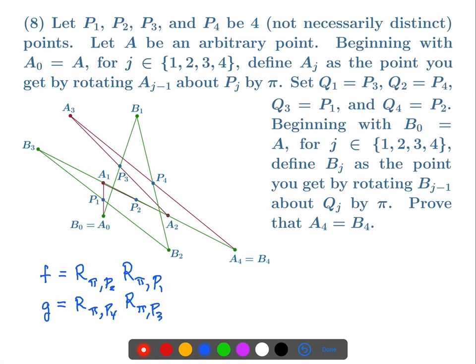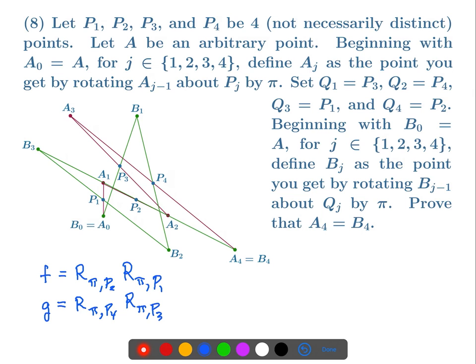So both of these are double rotations. And what I want to do to A0 is I want to do F and then G. I want to rotate around P1, P2, and then P3 and P4. And what I wanted to do to the B0 was do G and then F. I'm going to rotate around P3 and then P4, and then P1 and then P2. So what do we know about F and G? Well, the sum of the angles in both cases is 2 pi. That's an integer multiple of 2 pi. It's 2 pi times 1.